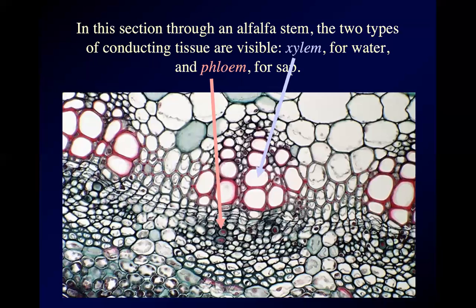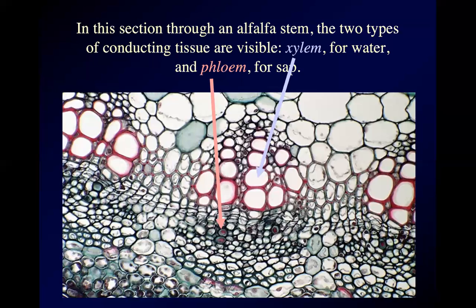The second type of conducting tissue is called phloem, and that goes in the opposite direction. Phloem picks up the sugars that are made by photosynthesis, and those sugars are in a watery solution. That's what sap is. Sap is basically sugar syrup. And phloem transports sugars in the form of sap from the leaves where it's being made all the way down through the stems and even to the roots, right? The leaves need water. The roots need sap.